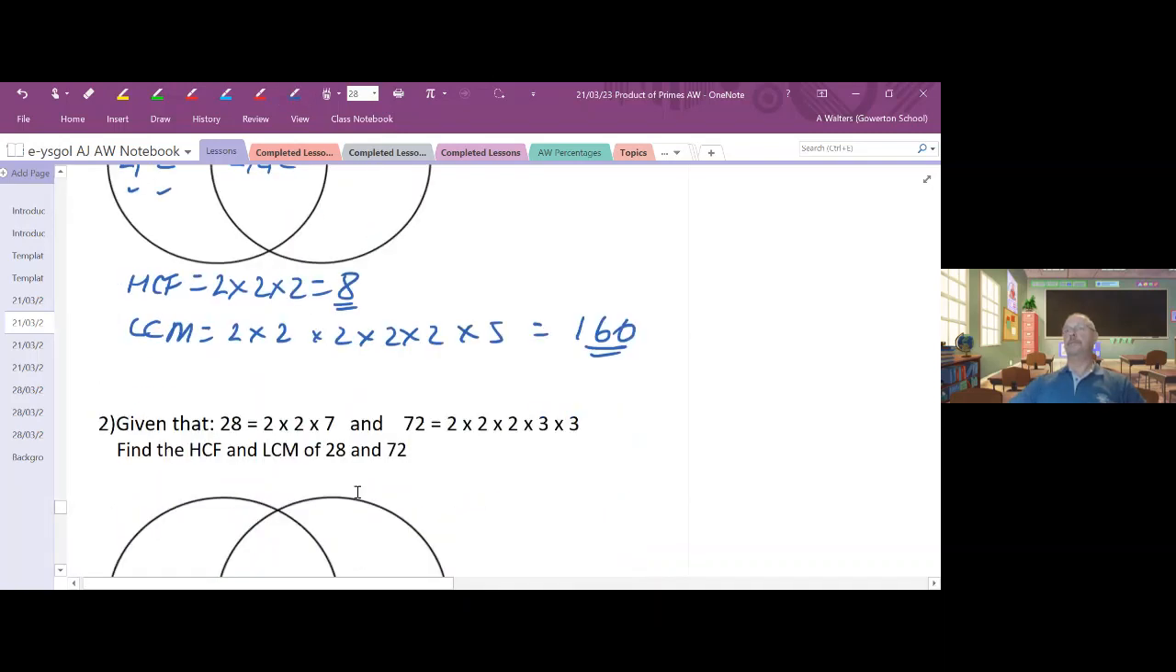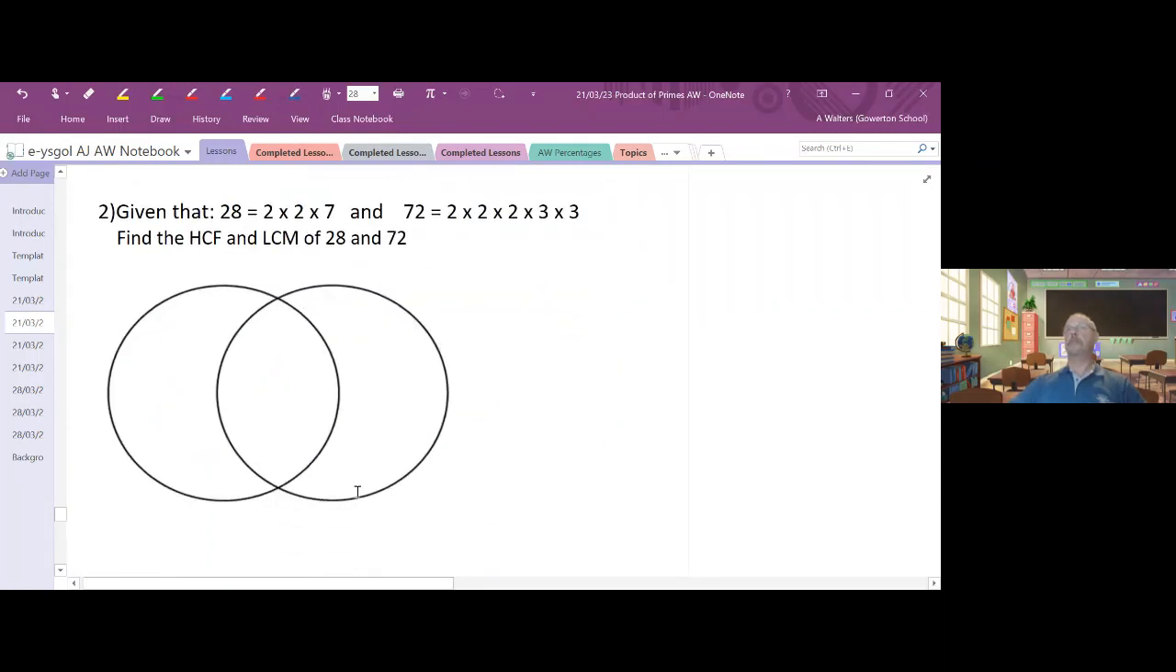Question 2. Okay, you're given those bits of information, or you may need to calculate them. I'll highlight that these 2's are common, and these 2's are common, and that is it. So I'm putting the 2 values of 2 in the center, the intersection bit. I'm left with a 7 on the left-hand side. On the right-hand side, I'm left with a 2, a 3, and a 3.